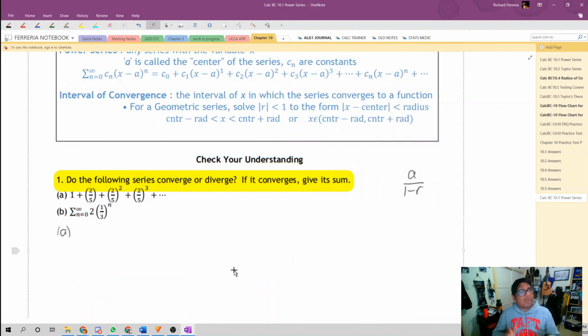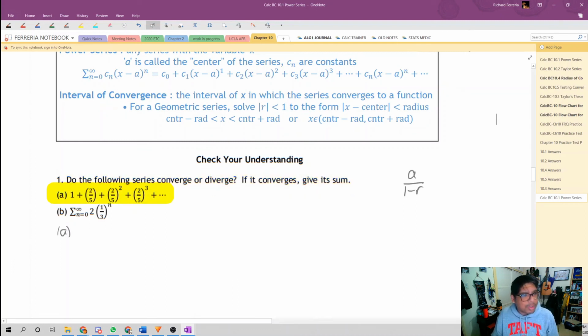Okay, this brings us to our check your understanding here. Do the following series converge or diverge? And if it does converge, give the sum. Looking at this first question, we've got 1 plus 2/5 plus 2/5 squared plus 2/5 cubed. Now, a major part of how well you do here is going to be locked up in your ability to recognize that you are looking at a geometric sequence. A geometric series.